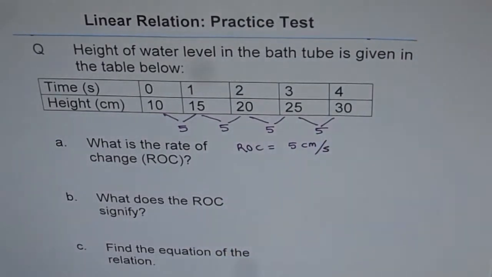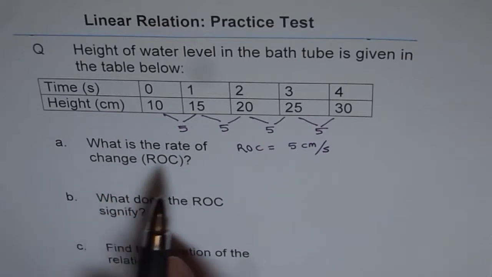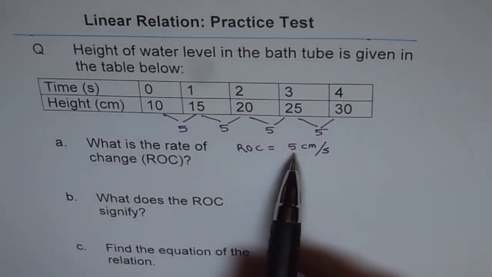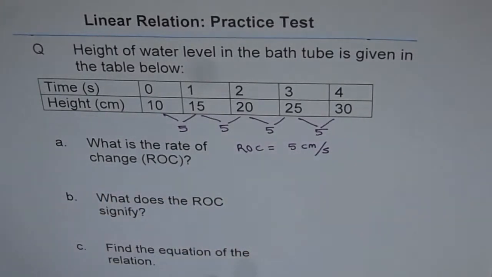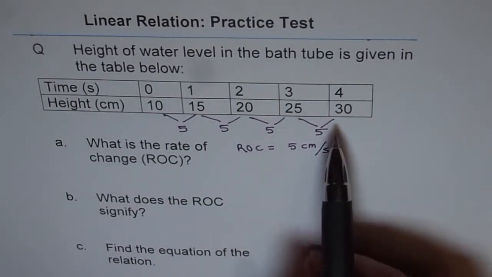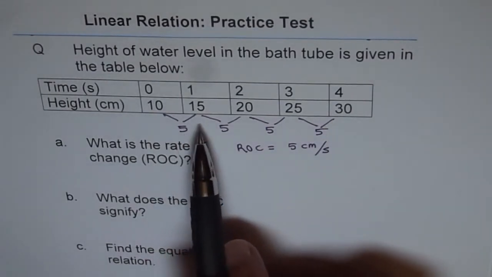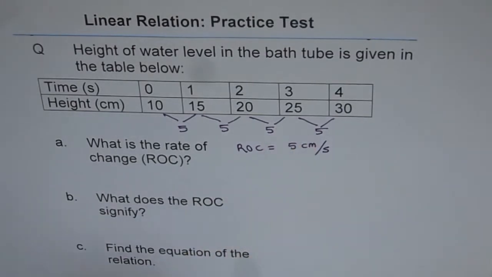It's very important to write down the units, correct? So what is the rate of change? Rate of change is 5 centimeters per second. And how do we find it? We find it by doing first difference. This is called first difference.